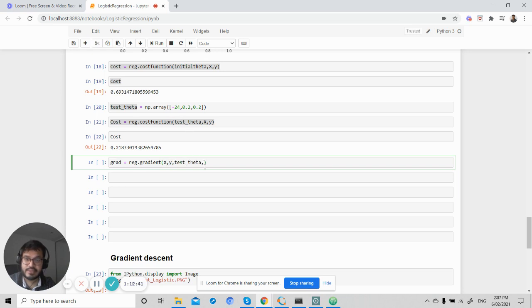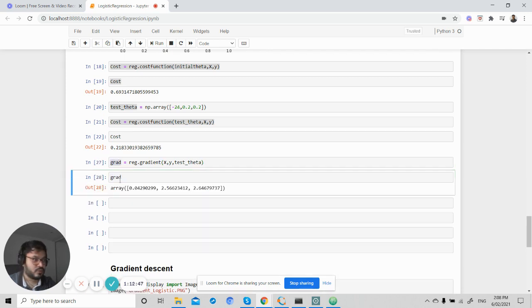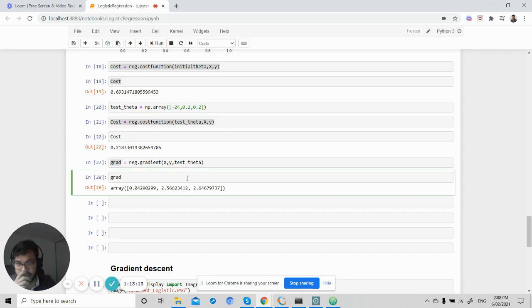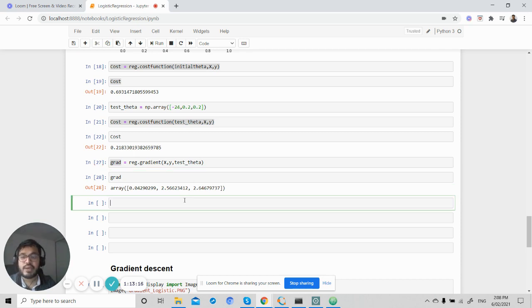So let's take a test theta and run. Let's take our output. This looks good. So this is the gradient descent if we take our theta as this theta. If we use our theta as minus 24, 0.2, and 0.2, then we get this gradient descent equation.